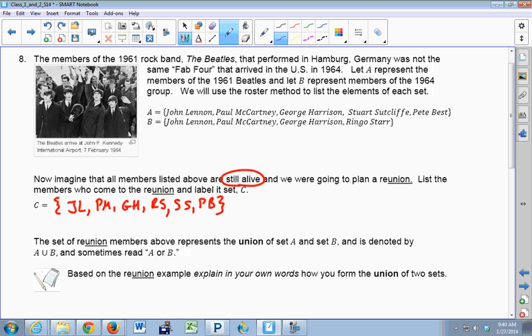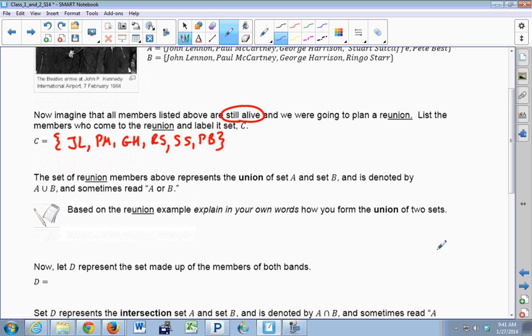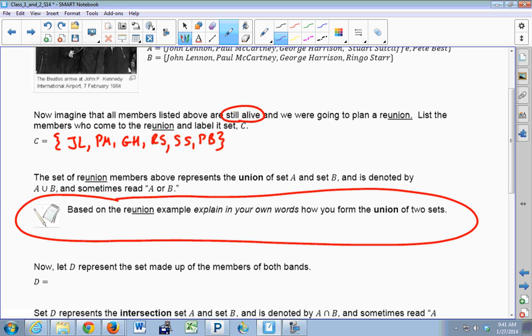No. So when you're looking at a union, okay, you denote the union by looking at what the set has in common, you list them once, and then you include any other members of the Beatles. Okay, it's a reunion, they're all coming, but they only have to appear once. Okay, so later on, in your own words, I want you to represent what you think a union of two sets is.